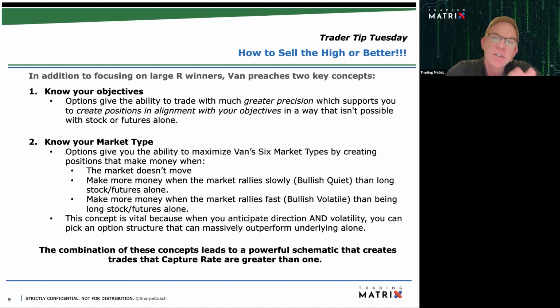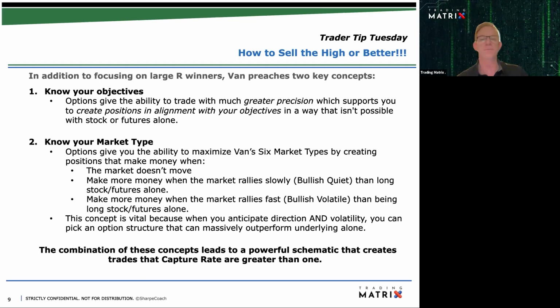The second thing Van would say is you have to know your market type. I call it the market environment. Options give you the ability to maximize the six market types by creating positions that make money when the market doesn't move. You can make money when the market moves, and you can make more money. You can put positions on to make more money when the market rallies slowly than long stock or futures alone. If we were in bullish quiet, you could put option trades on that do better than just being long stock. And you could put option trades on that make more money when the market rallies fast, which would be bullish volatile, than being long stock or futures alone.